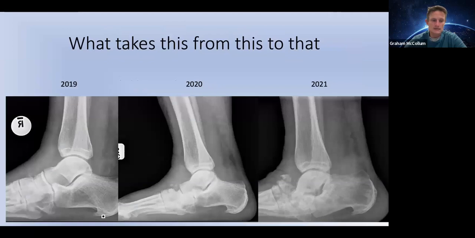So what takes this situation? You can see this patient here just started getting a little bit of fragmentation, quite a swollen foot at that time, and then in 2019, 2020, and 2021, it all hits the fan and the Chopart joint totally collapsed and unstable, and the navicular's just disappeared. The talus has dipped into plantar flexion.